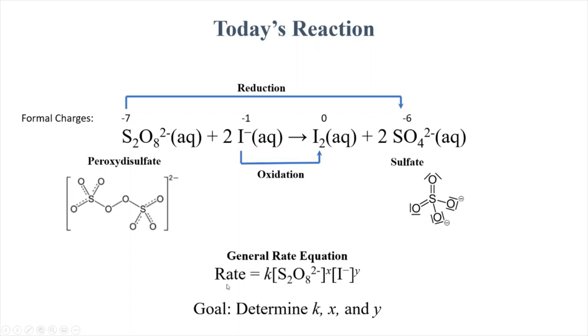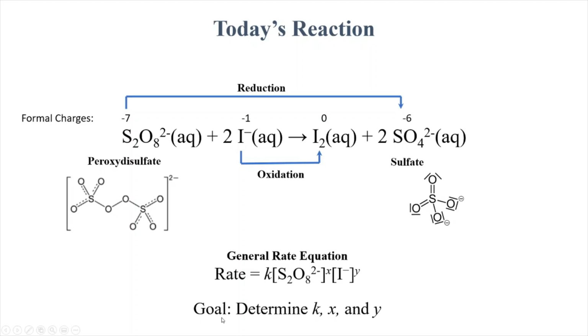So if we want to write a general rate equation, we would say that we have the general rate constant K, we have our two reactants, S2O8 2-, so we put that in, and we have I- as the other one. And we put X and Y as our orders because we don't know what those are. Even though there's a 1 and a 2 here, we can't use those because we don't know what the rate limiting step of this reaction is. So we just put X and Y.